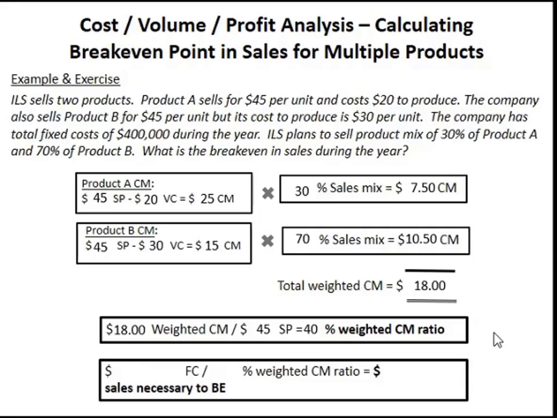40%. So now we insert our fixed cost of $400,000. We're going to divide that by our 40% weighted contribution margin ratio. And what that says is that in order to break even, given the sales mix of 30% and 70%, we're going to need to generate $1 million worth of sales in the 30 to 70% sales mix. In other words, in order to break even, we would have to sell $300,000 worth of product A and $700,000 worth of product B, which would be the 30% and the 70%.